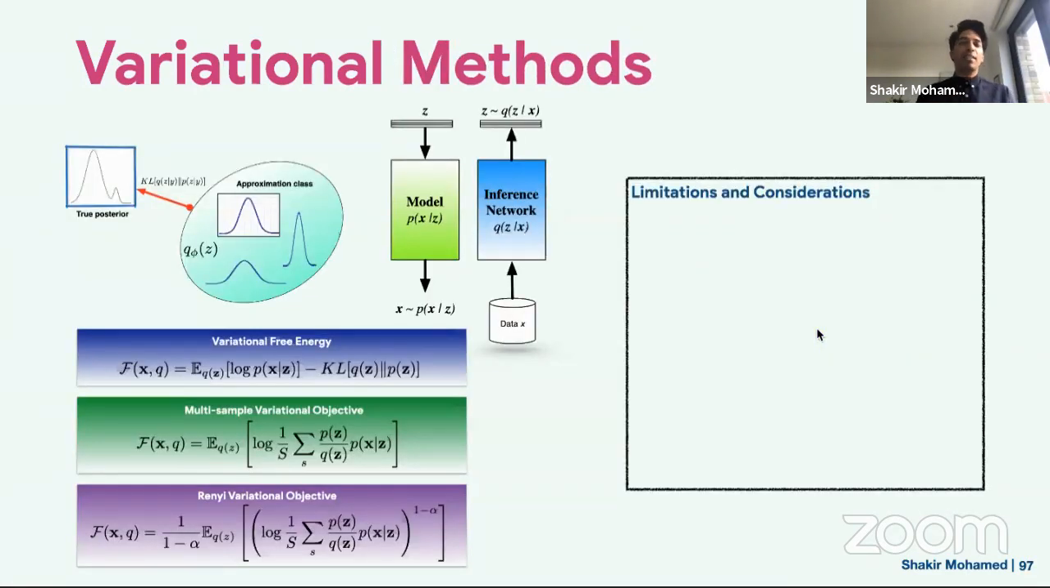There are other ways of deriving variational objectives. There are some limitations of variational methods. As I said, because we are approximating the true posterior with a class, they are biased in some sense, in that you can never get the true posterior distribution.